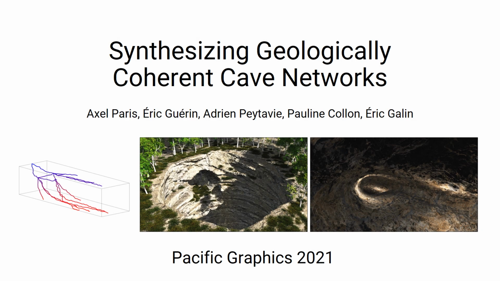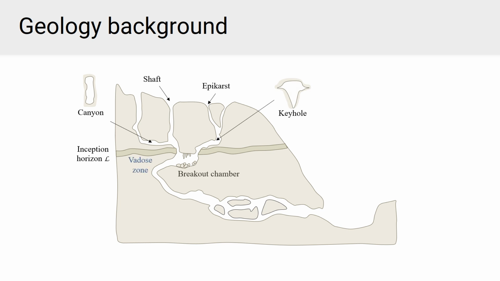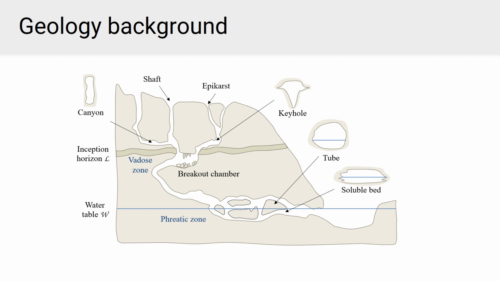We present a novel method for synthesizing karstic networks. Karsts are a type of landscape formed by the dissolution of rocks such as limestones. In particular, they are characterized by complex underground networks made of a variety of tunnels and breakout chambers. Their formation is influenced by multiple geological parameters such as inception horizons, fractures, and the presence of a water table, which delimits the vadose and phreatic zone of the karst.